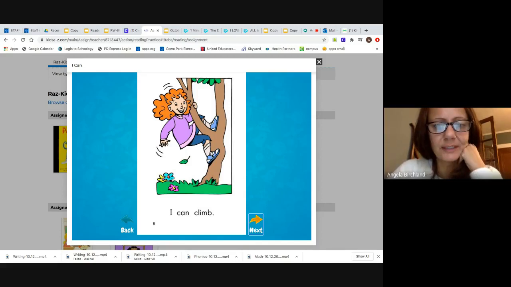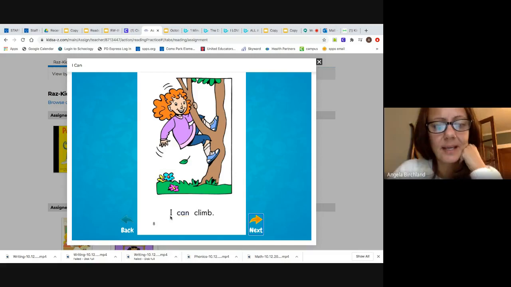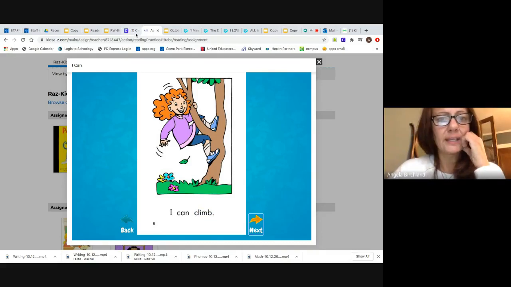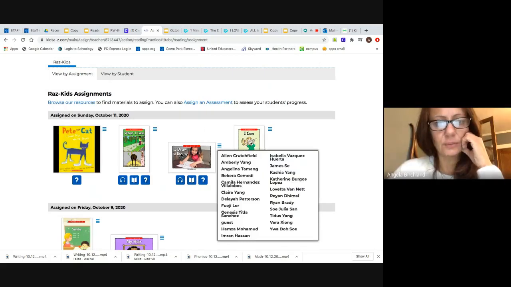What's this person doing? Climb. Climbing. So it says I can climb. So that is that book. You can read these other ones as well.